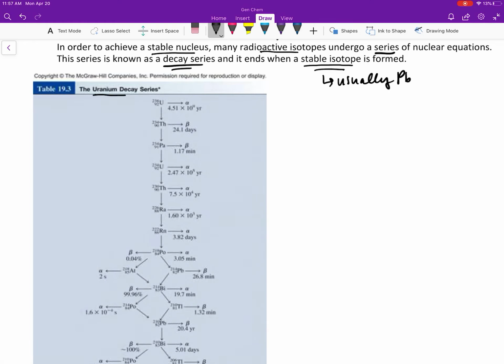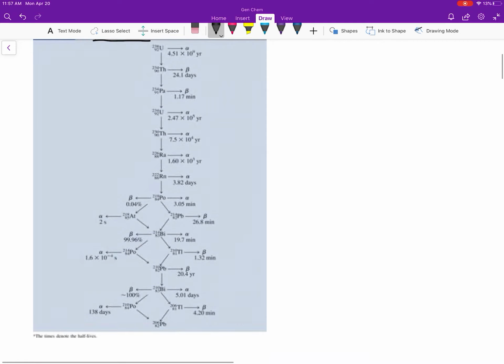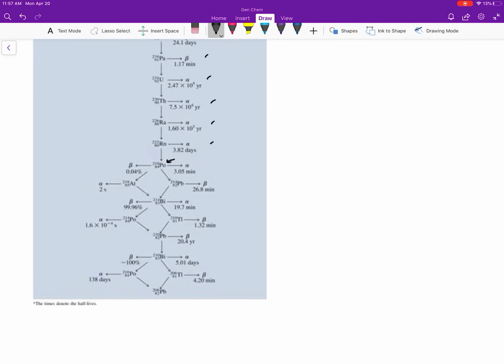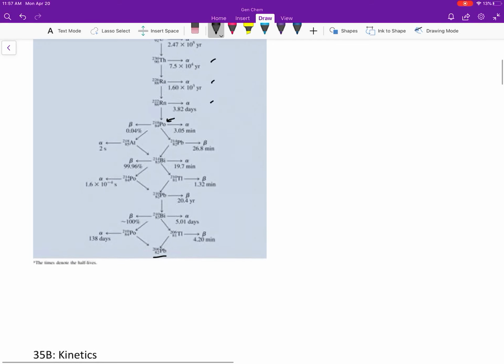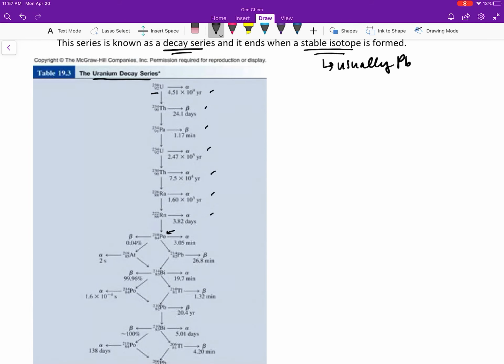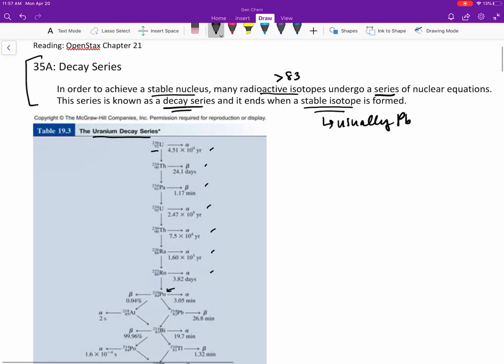This is the uranium decay series. It starts off with uranium-238, goes through alpha, beta, beta, alpha, alpha, alpha, alpha, and then once it gets to polonium, it can go a variety of different ways, but inevitably it's going to end up at lead, which is element number 82. You do not need to memorize the decay series. What you do need to know is what a decay series is and what it usually leads to.